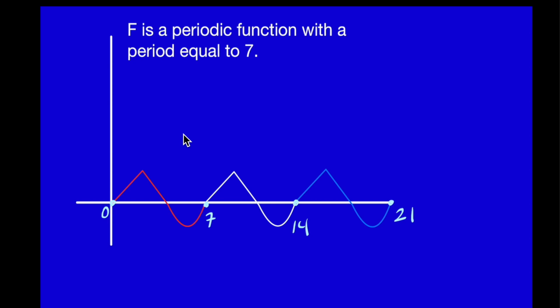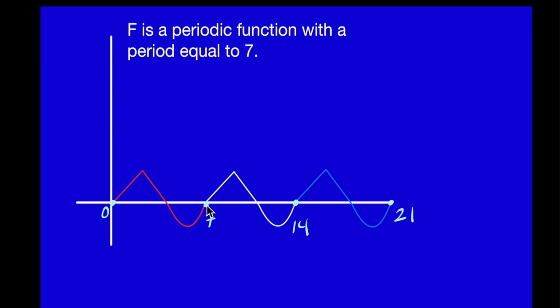We are told that f is a periodic function with a period equal to 7. And you can see this function f repeats itself. The first cycle here shown in red starts at 0, and by the time we get to 7, it ends. And then it repeats itself.